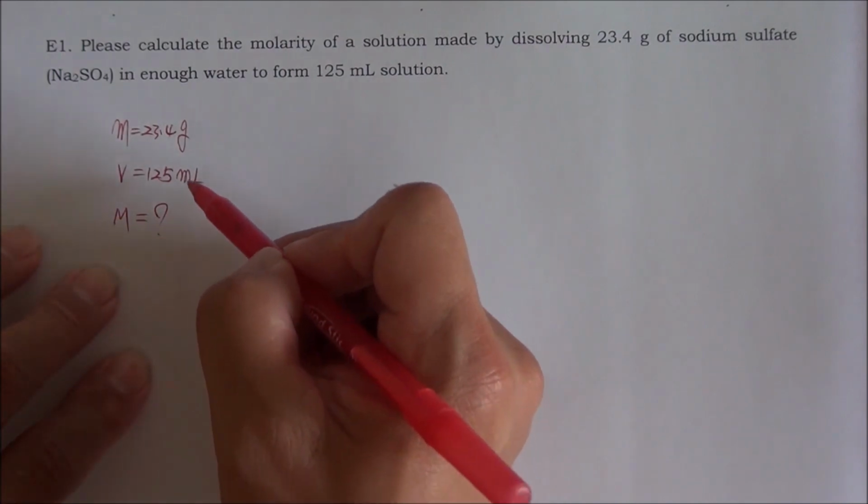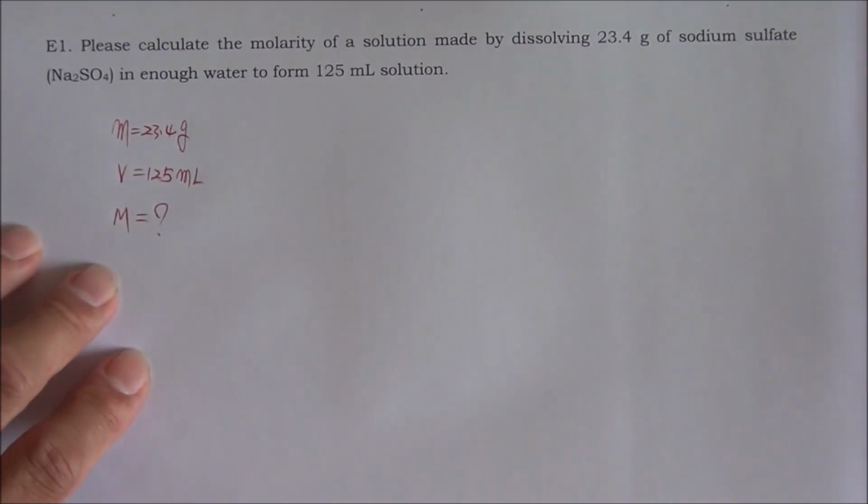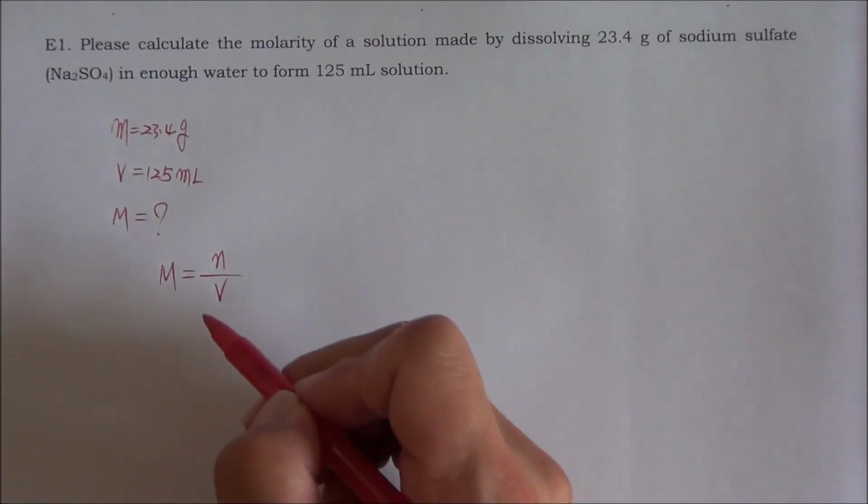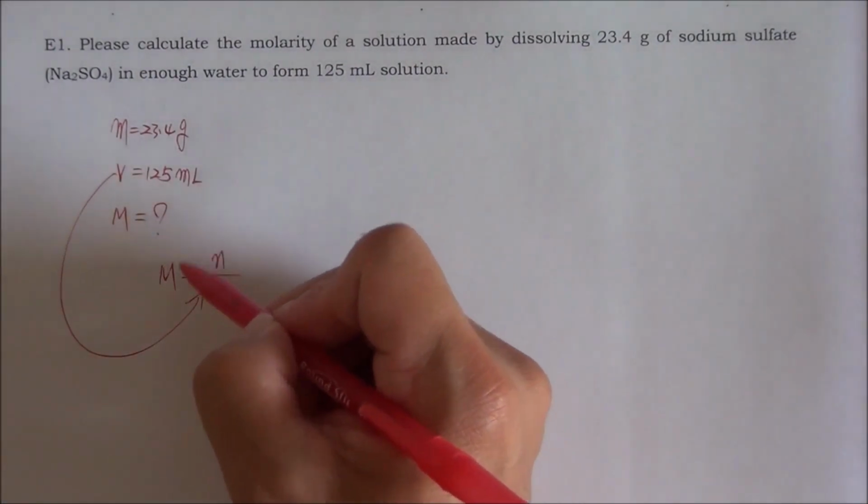Let's start from what we are looking for. If you remember, molarity is defined as the moles of the solute over the liters of the solution. We can use an equation to represent this relationship. Then, let's see what we have. We already know the volume, although it is in milliliters, but we can convert to liters. We don't know the moles.